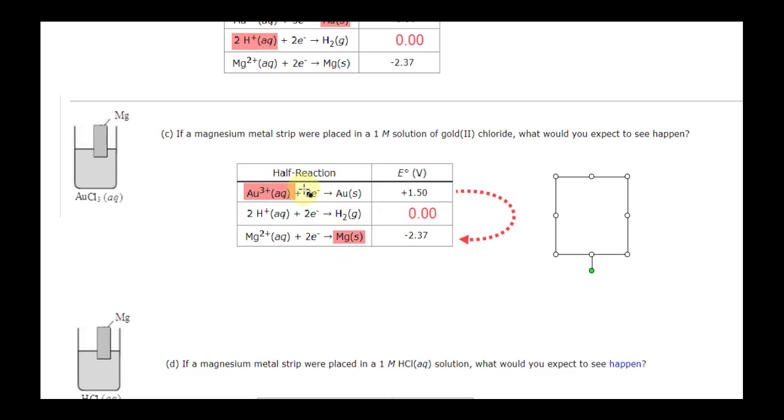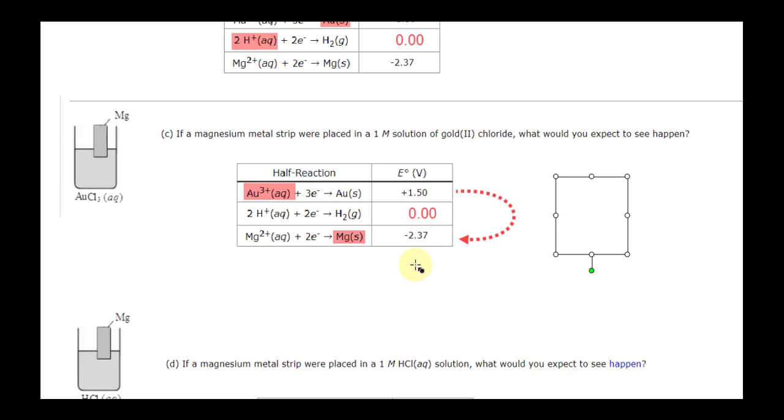The gold +3 will rip the electrons off this magnesium, and you will see the gold +3 turn into gold crystals on this magnesium, but it's not going to stay there long. This magnesium is going into solution, becoming magnesium +2, so those crystals will probably fall off.